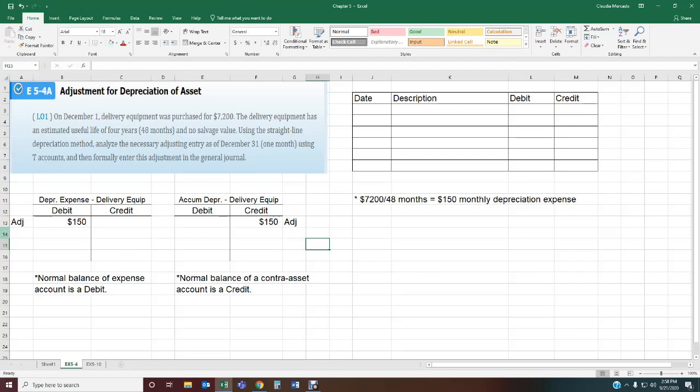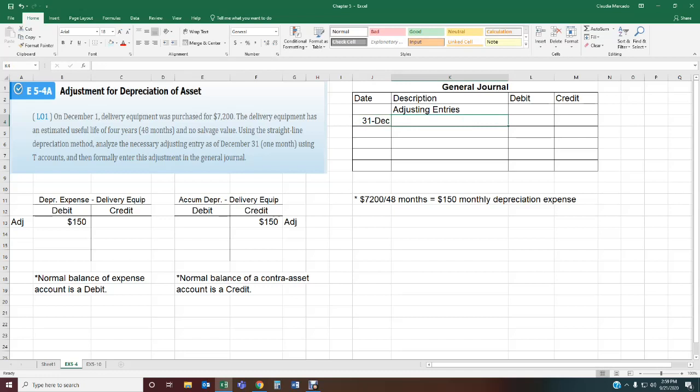Now, after you've recorded this entry in your T account, then you can transfer the information over to your journal. They're asking us to do the entry as of December the 31st. So before I even start with my general journal, I'm going to label this as my adjusting entries. That way I know that all of the entries in this journal are going to be adjusting entries. For purposes of this problem, we only have one adjusting entry, so we're going to record it as of December the 31st.